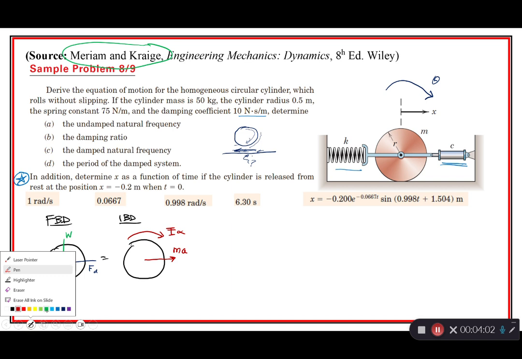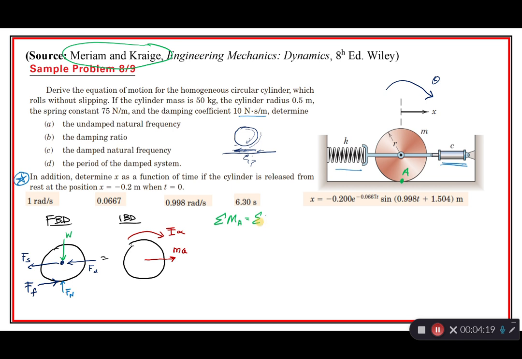Now, the book's solution to this is to do two equations. I say you could do it in a single equation because you can take the moment about a point, and let's give the point a name. I said that was point A. So point A, and we can take the effective moments about A.